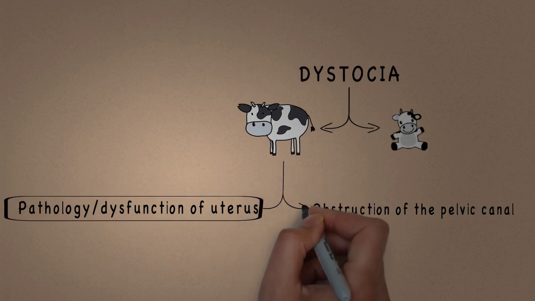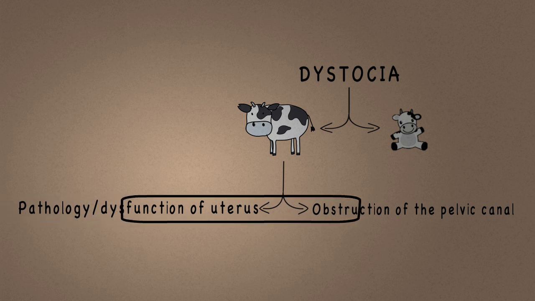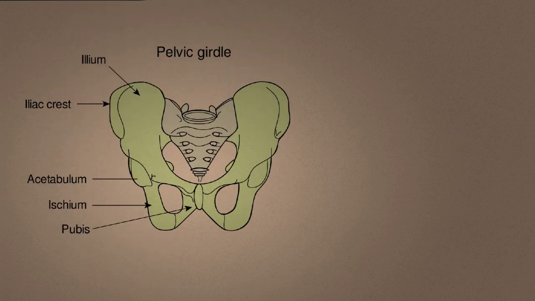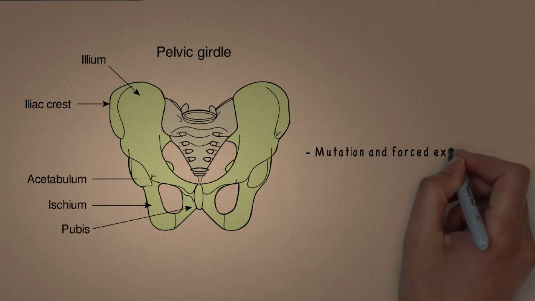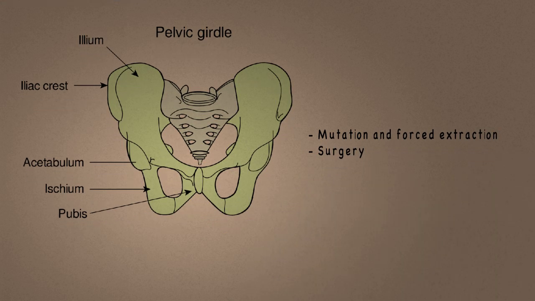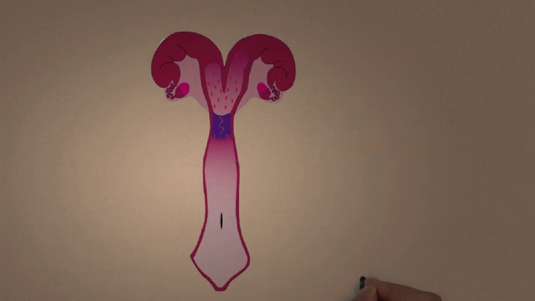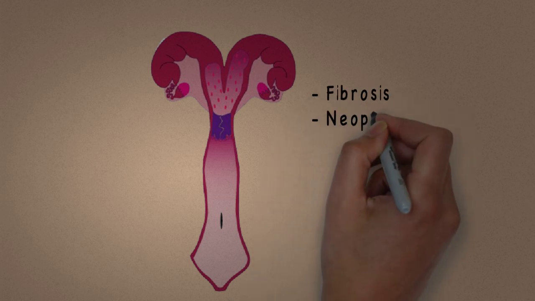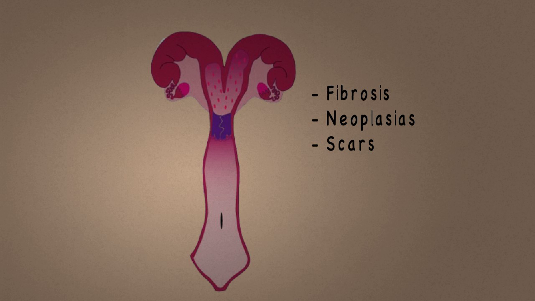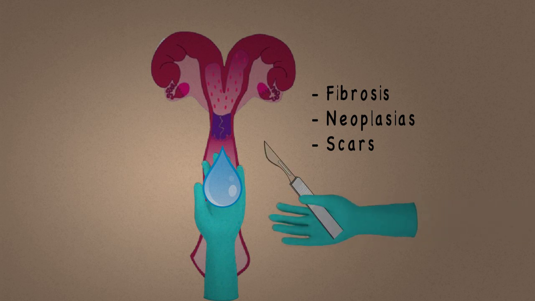The second category of cause of dystocias due to the mother is the obstruction of the pelvic canal. This obstruction can originate from bones in case the pelvis is too small or the cow has suffered a pelvic fracture previously. In this case, the resolution can be done by mutation and forced extraction or surgery. Another cause of obstruction can be soft tissue of the region due to fibrosis, neoplasias, or scars. In this case, manual dilation of the soft tissue and lubrication can help the resolution of the dystocias, or the vet can perform an episiotomy or cesarean C-section.